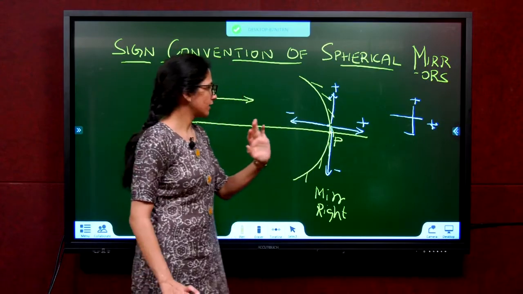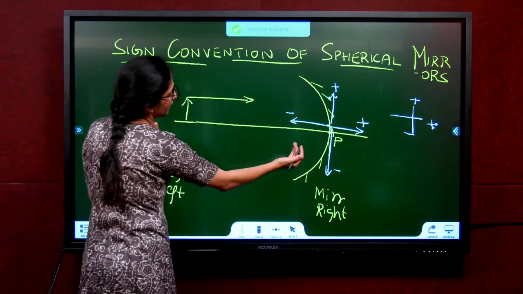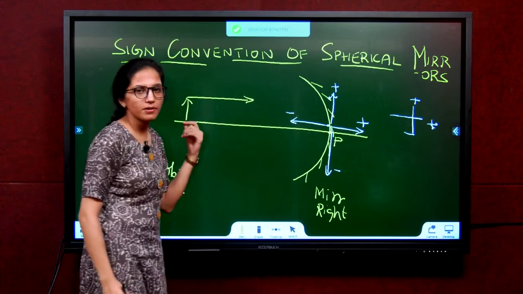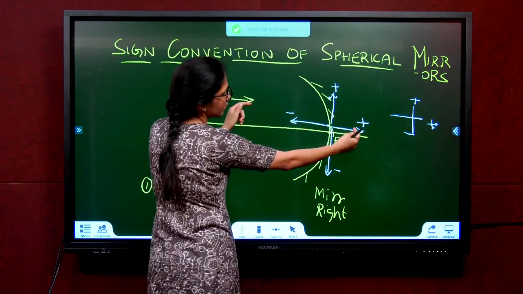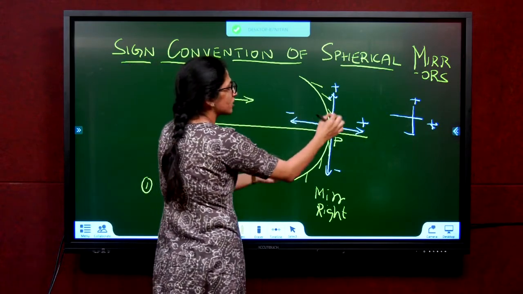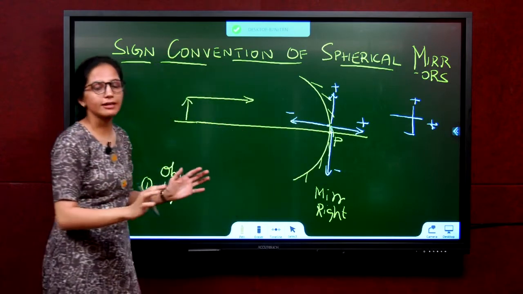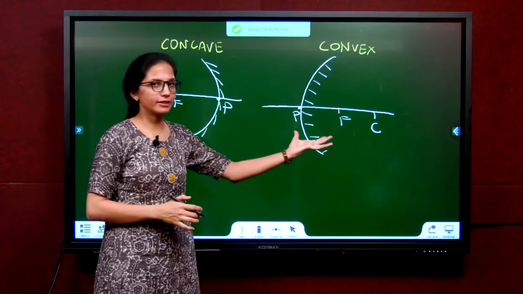That's all. So let me repeat, the object is placed at the left, a mirror is placed at the right. Point number 2, all distances are measured from the pole of the mirror. Distances measured in the direction of the incident ray are positive. Distances measured against the direction of the incident ray are negative. Heights measured above the principal axis are positive and heights measured below the principal axis are negative. That's all you need to know. This is a concave mirror, this is a convex mirror.